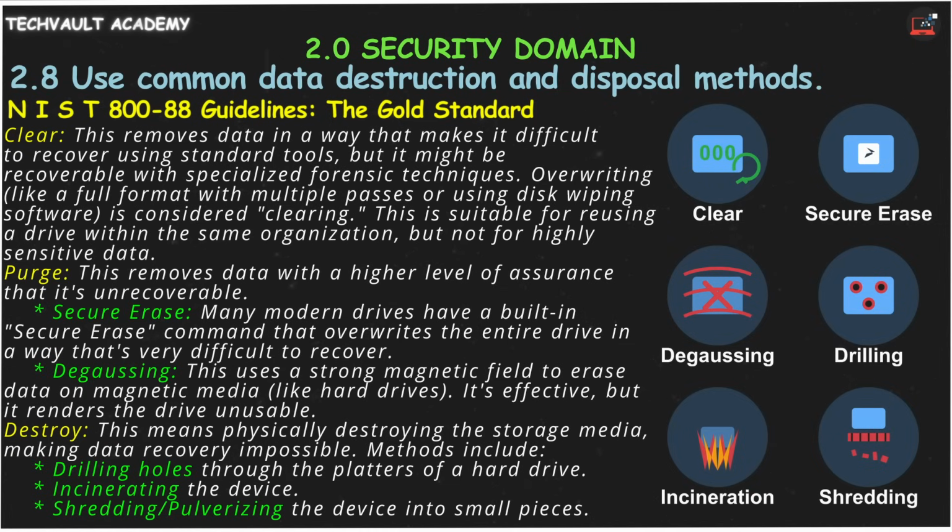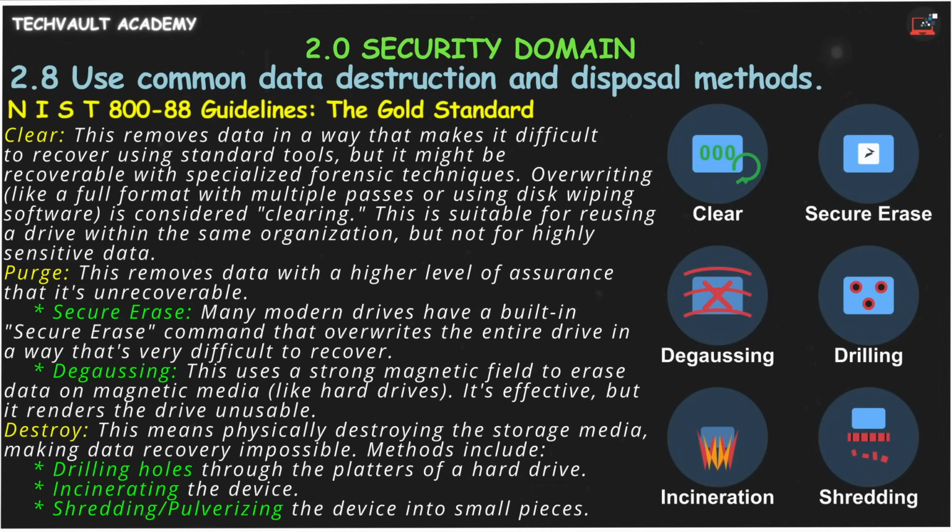Purge: this removes data with a higher level of assurance that it's unrecoverable. Secure Erase: many modern drives have a built-in secure erase command that overwrites the entire drive in a way that's very difficult to recover. Degaussing: this uses a strong magnetic field to erase data on magnetic media, like hard drives. It's effective, but it renders the drive unusable. Destroy: this means physically destroying the storage media, making data recovery impossible.